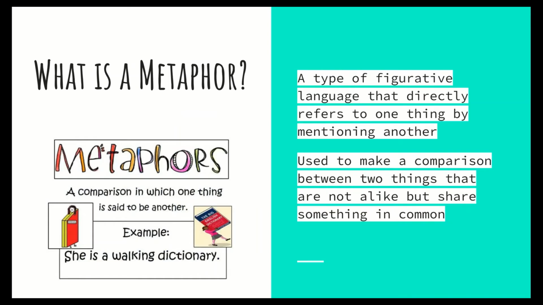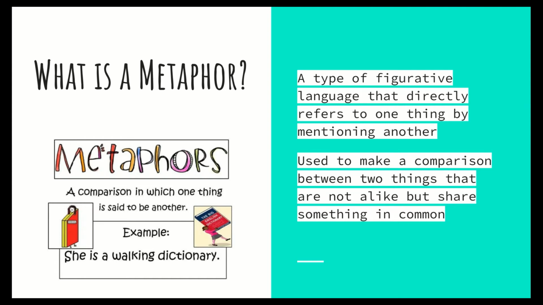Let's go on to metaphors now. So a metaphor is a type of figurative language that directly refers to one thing by mentioning another. It's used to make a comparison between two things that are not alike but share something in common. So when you think of a metaphor, it does not, I repeat, does not use the words like or as. They're just comparing one thing and saying that it's another.